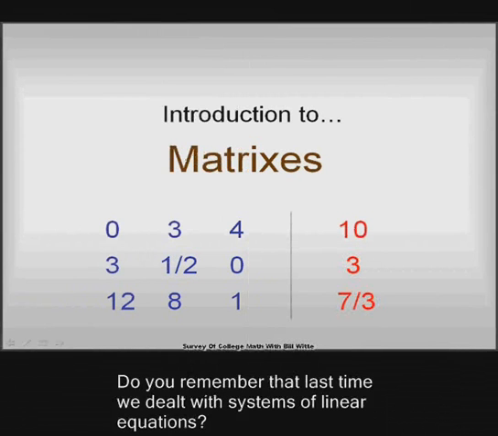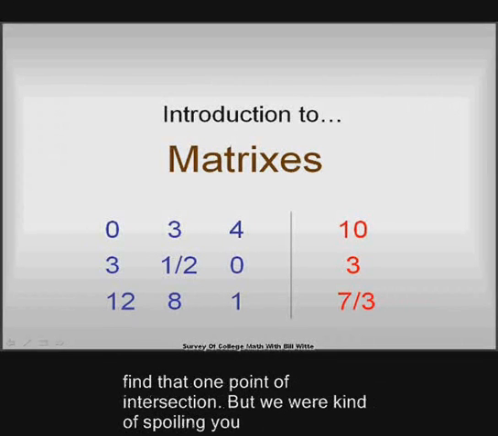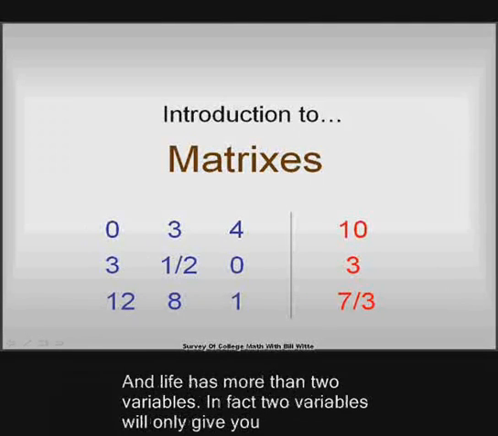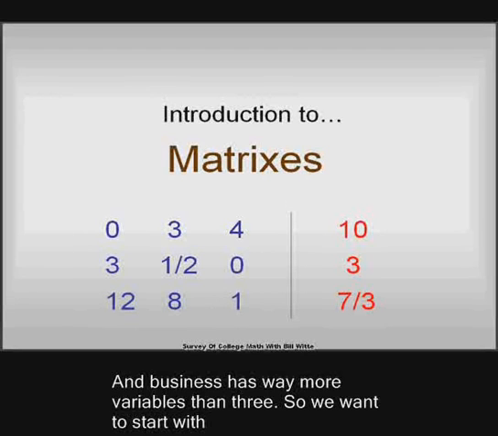Remember last time we dealt with systems of linear equations, and we showed you how to solve two equations at the same time, finding that one point of intersection. But we were kind of spoiling you because we only had two variables for each of those two equations, x and y. And life has more than two variables. In fact, two variables only give you the ability to do things in 2 dimensions. We know we walk around in 3 dimensions, and business has way more variables than 3.